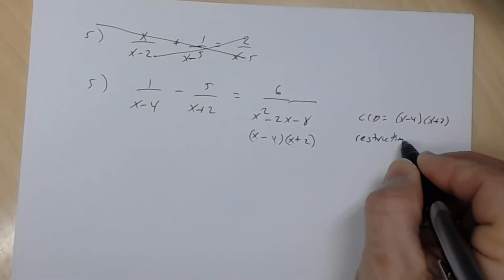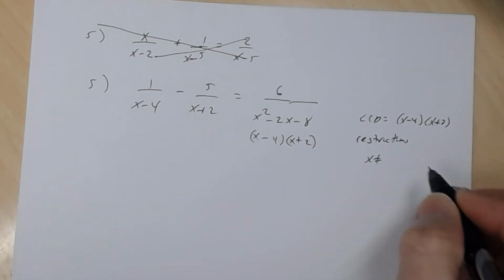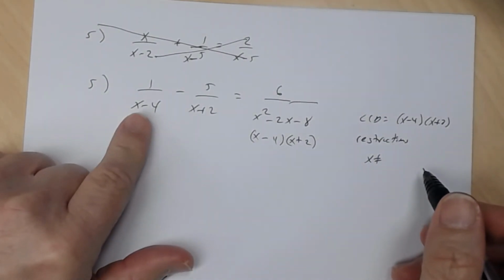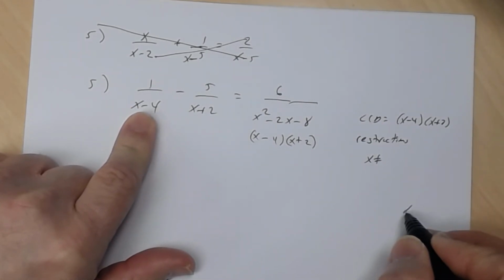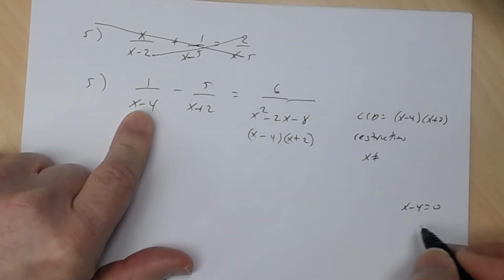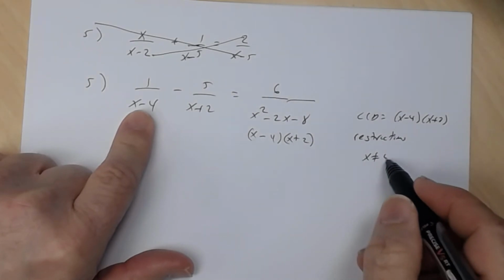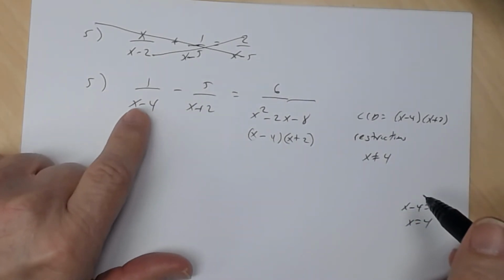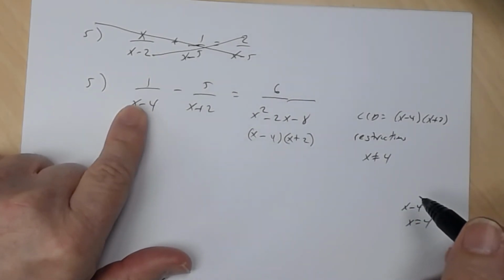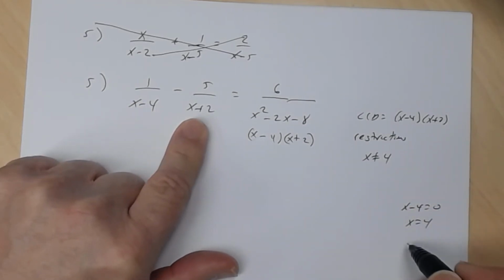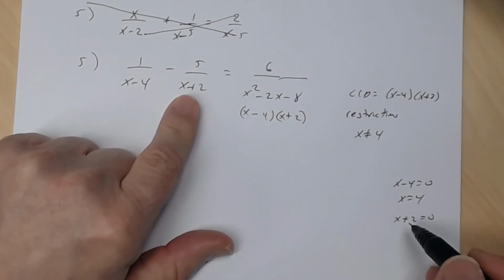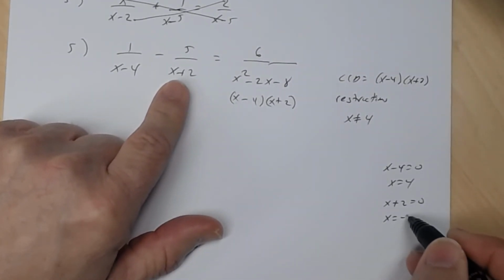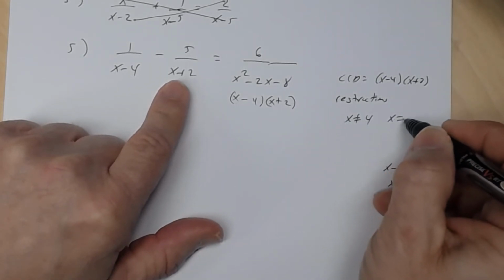So what's going to make my denominator 0? So x can equal what numbers? Well, what makes it 0? Well, x minus 4 is 0 when x is 4. So that's one of your restrictions. X cannot be 4, because when x is 4, 4 minus 4 is 0. Your other restriction, you're going to say x plus 2 is 0. When is x plus 2 0? Well, x plus 2 is 0 when x is negative 2. So here's your other restriction.